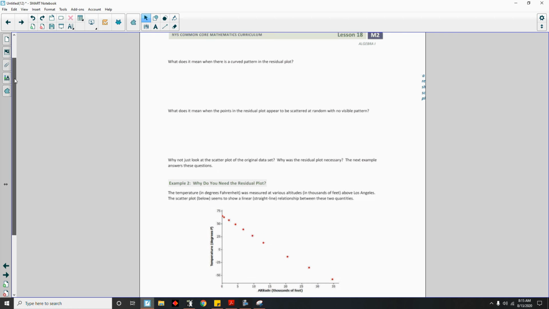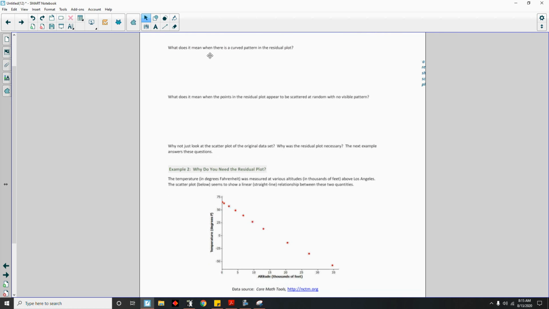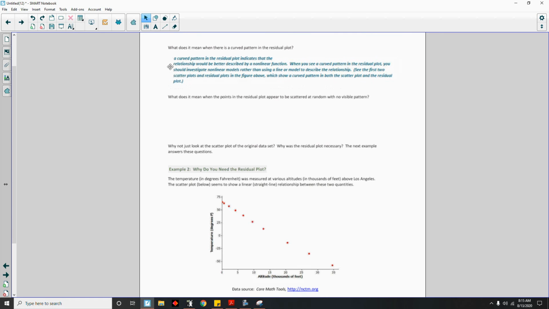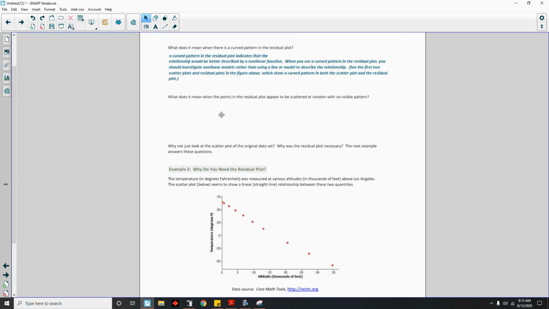Okay, page 2. First question says, what does it mean when there's a curved pattern in the residual plot? Okay, kind of a lengthy answer. A curved pattern in the residual plot indicates that the relationship would be better described by a nonlinear function. When you see a curved pattern in the residual plot, you should investigate nonlinear models rather than using a line or linear model to describe the relationship. See the first two scatter plots and residual plots in the figure above, which show a curved pattern in both the scatter plot and the residual plot.